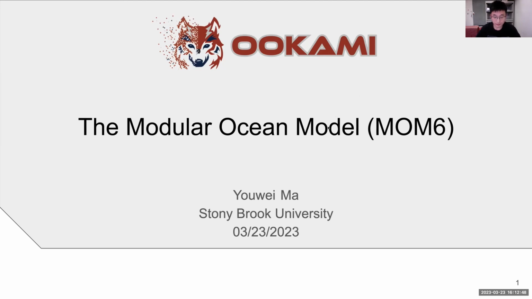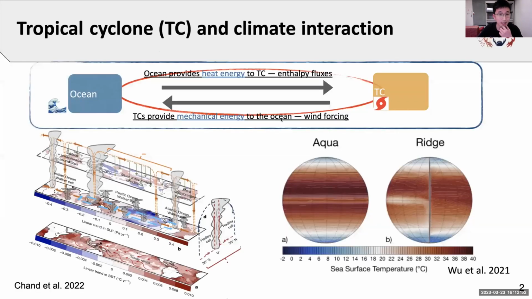For my research, I usually focus on tropical cyclones and climate interactions. Tropical cyclones get heat from the oceans and provide wind and mechanical energy to the oceans. At the same time, in future climate change scenarios, the atmosphere and general circulations will change their strength and range. So it will influence the genesis of tropical cyclones, like the total number and the intensity of tropical cyclones.